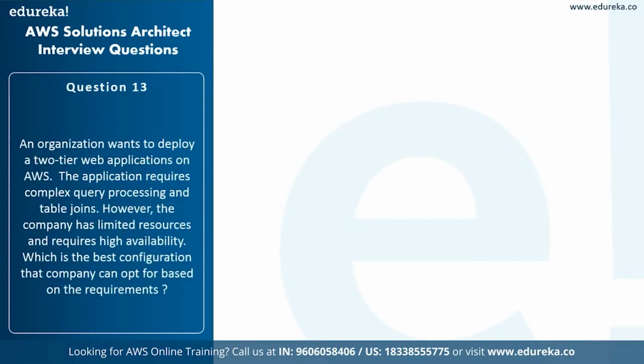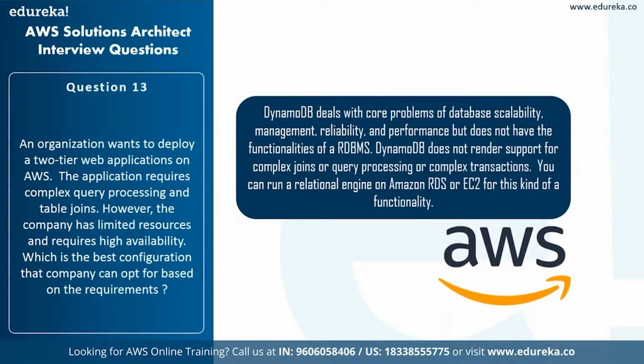Now the next question is, an organization wants to deploy a two-tier web application on AWS. The application requires complex query processing and table joins. However, the company has limited resources and requires high availability. Which is the best configuration that the company can opt for based on the requirements? DynamoDB deals with core problems of database scalability, management, reliability, and performance, but does not have the functionalities of an RDBMS. DynamoDB does not render support for complex joins or query processing or complex transactions. So you can run a relational engine on Amazon RDS or EC2 for this kind of functionality. So I guess here DynamoDB is the best configuration that the company can opt for based on all of these requirements.